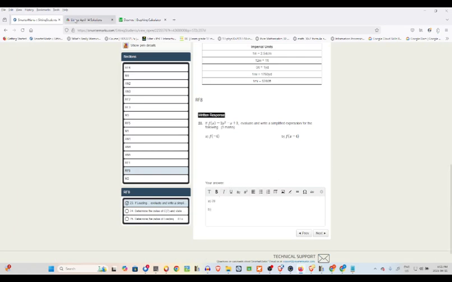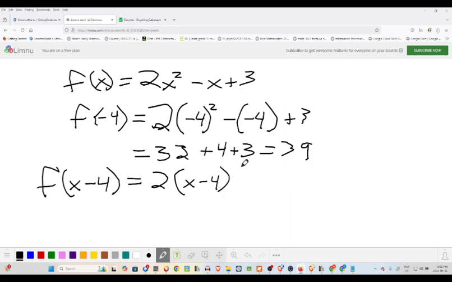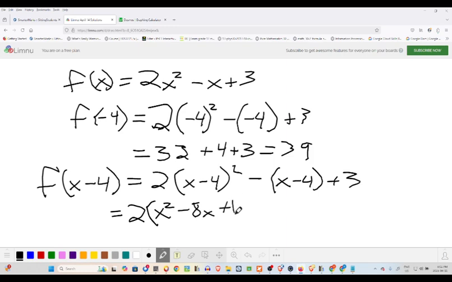Part B, we're substituting x minus 4. May seem counterintuitive, but it's totally valid. Wherever we used to see x, now we write x minus 4. So product of perfect squares, that's x squared minus 8x plus 16. Minus x plus 4, just bringing that negative sign through the brackets.